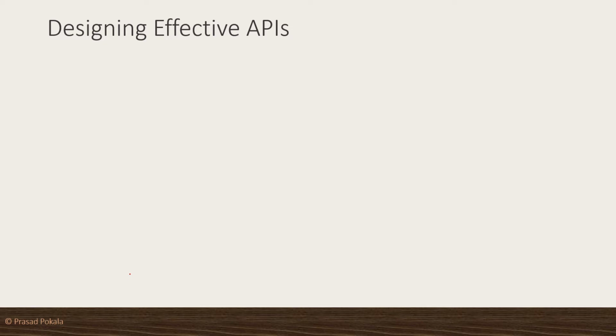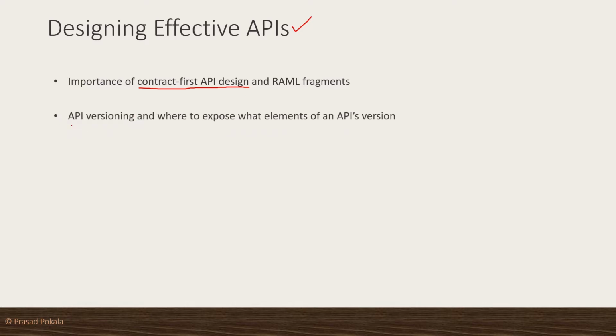Hi, welcome to the new section in this course. In this section, we will be discussing how to design effective APIs. The objectives of this section are: we will understand the importance of contract first API design and RAML fragments. Then we will move on and understand how to do API versioning and where to expose what elements of an API version.